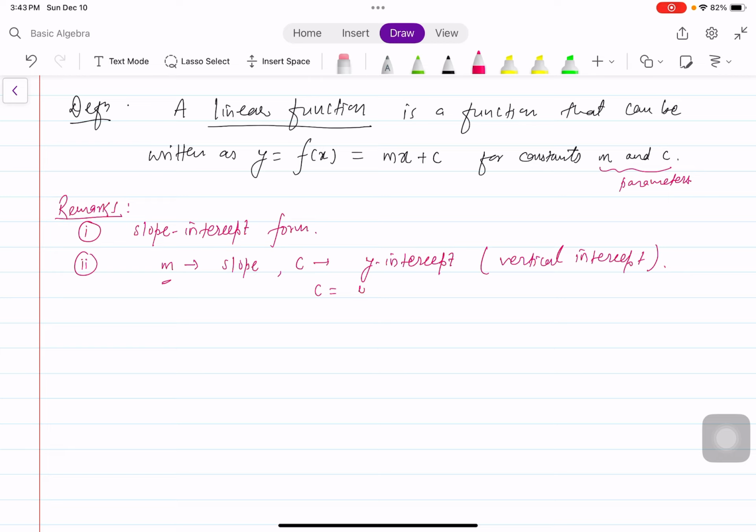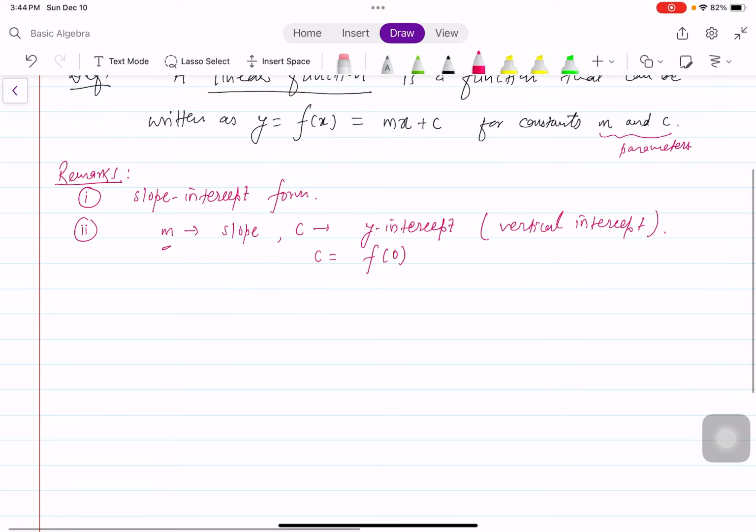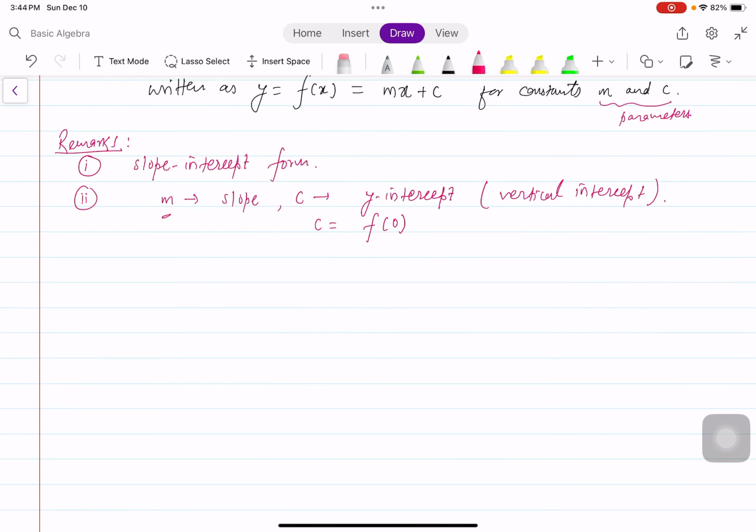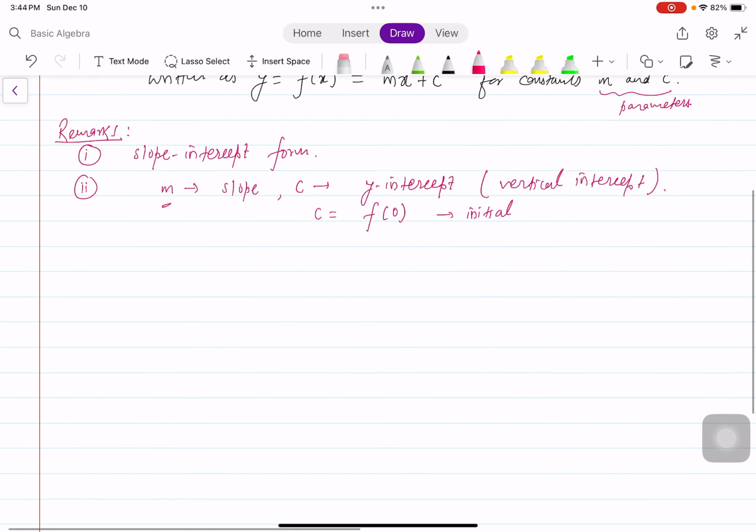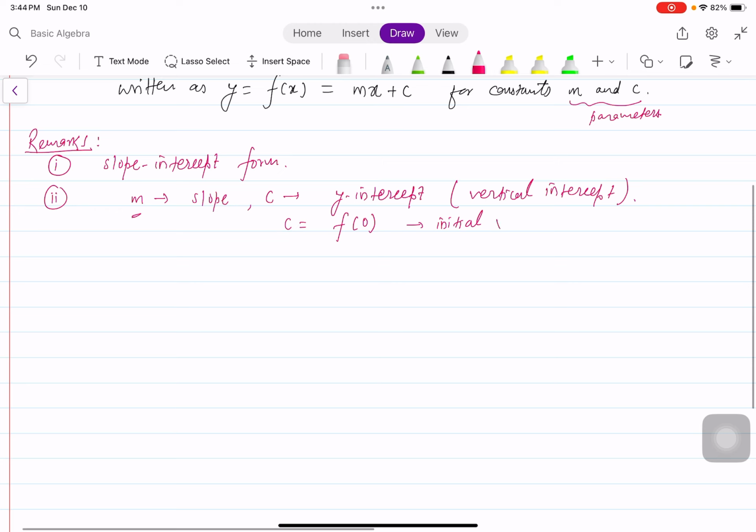So if you plug x equal to 0, you will get f of 0. Whatever you get in the original expression, you will get the y-intercept. So this is one way of getting the y-intercept. This is also called the initial value of the function. Can you guess why it is called the initial value? Because you are obtaining this value when you plug x equals 0. So, the initial value of the function.